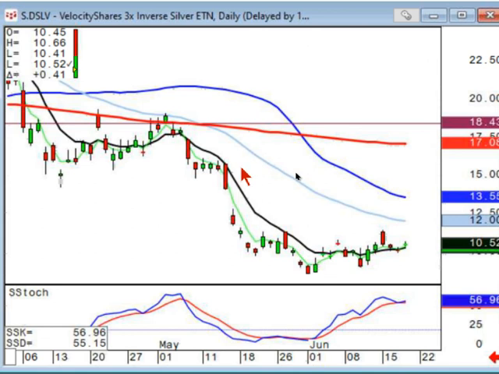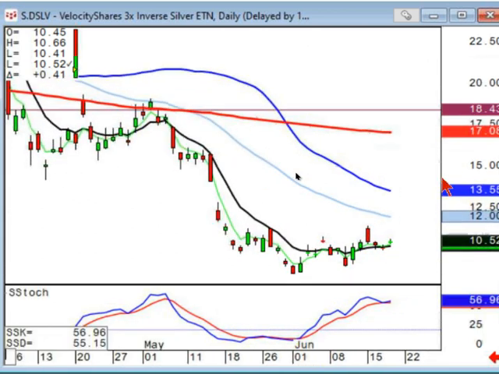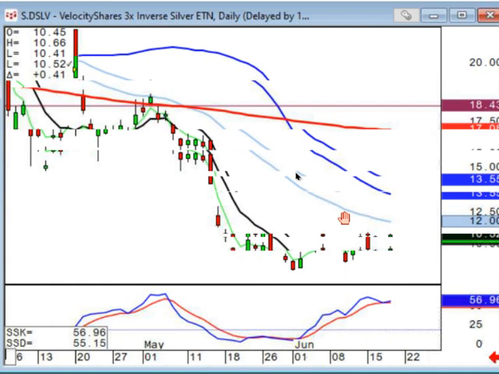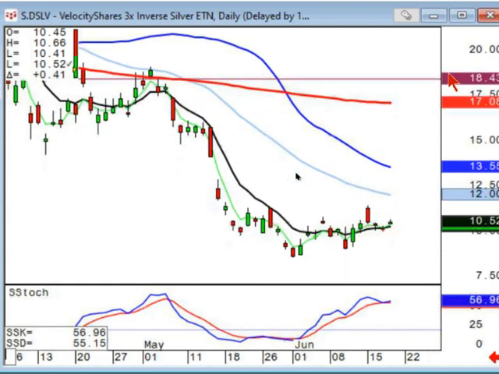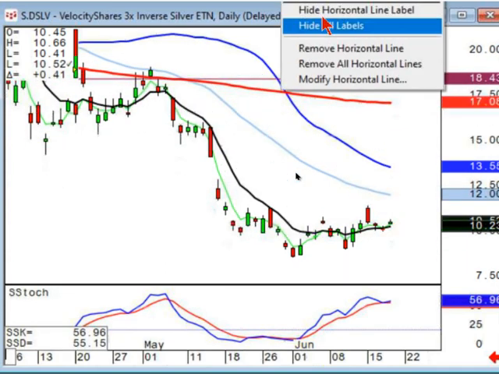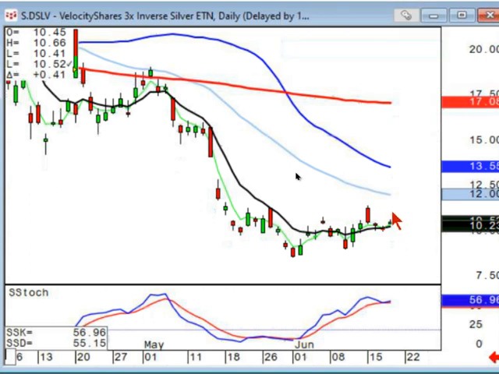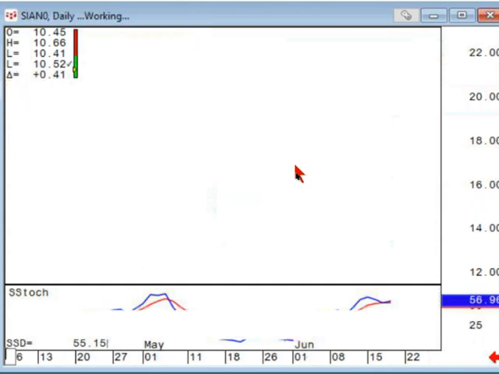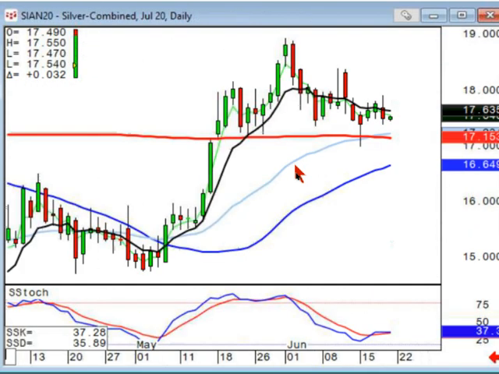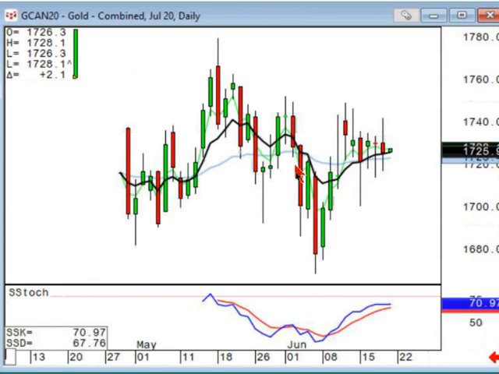DSLV. Silver, inverse silver. Means silver must be heading down. You can buy this one. Silver is heading down. Gold is just kind of sideways.